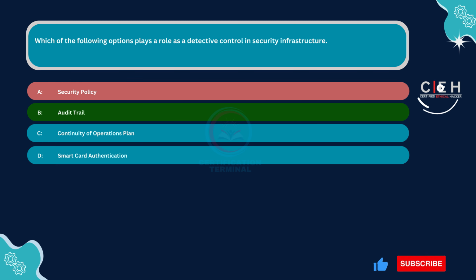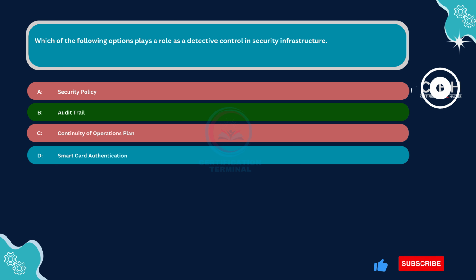Option A, security policy, is incorrect. A security policy is a set of rules and guidelines that govern how an organization manages and protects its resources. While security policies are essential for establishing security requirements and standards, they are more preventive or directive in nature rather than detective. Security policies outline what actions are allowed or prohibited, but they do not actively monitor or detect security incidents.